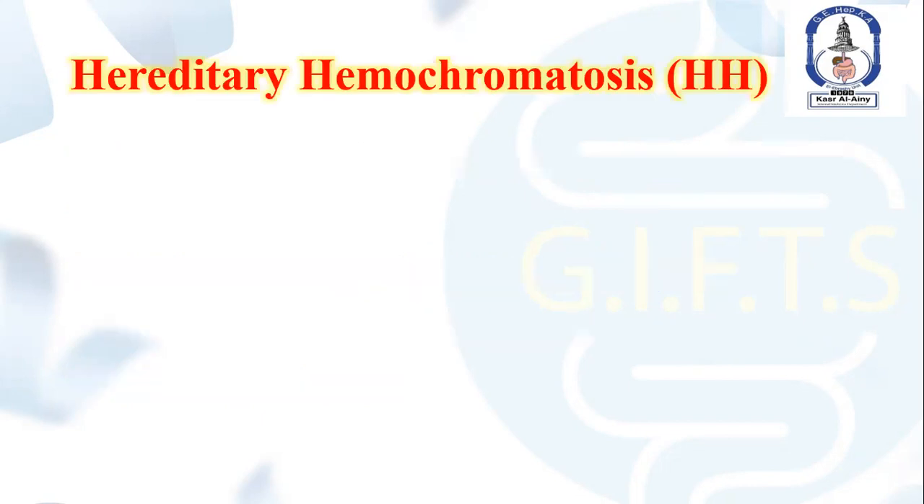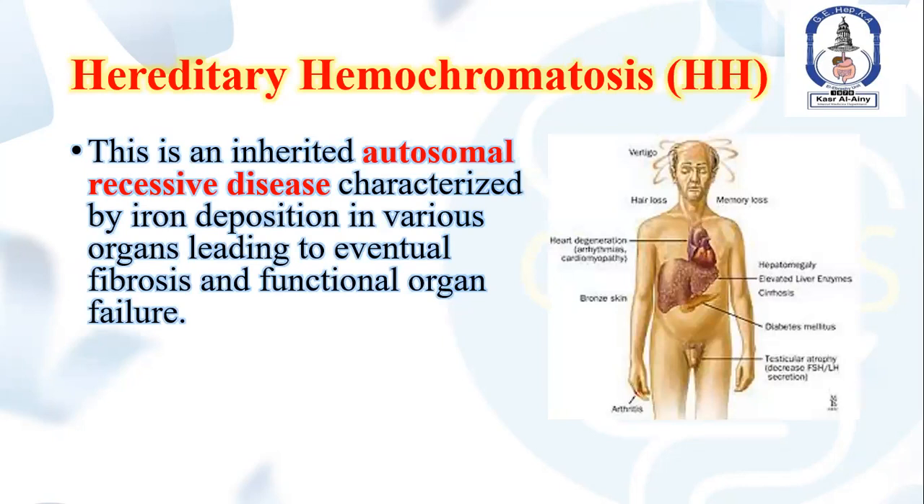The first one is hereditary hemochromatosis. It is an inherited disease, autosomal recessive, characterized by iron deposition in various organs, leading to eventual fibrosis and functional organ failure. Whatever the organ that the iron is getting deposited in, it will be damaged: in the brain, in the heart, in the liver, in the pancreas, in the gonads, in the skin, everywhere where the iron is deposited, and of course, the joints and the muscles as well. We don't forget that. It's a very common musculoskeletal disease.